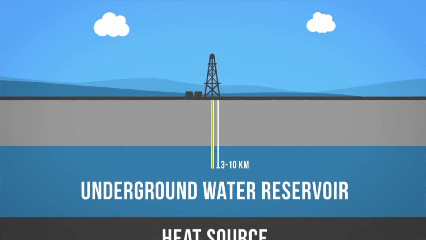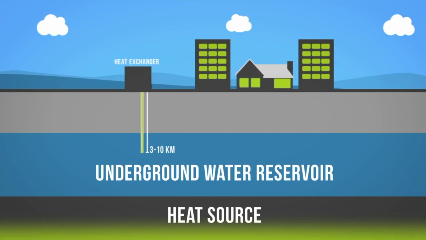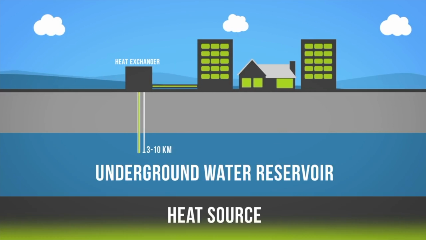Hot water from the Earth may be directly extracted to heat homes and buildings. This is done either by directly circulating the hot water through buildings or by pumping it through a heat exchanger that transfers the heat to the building.